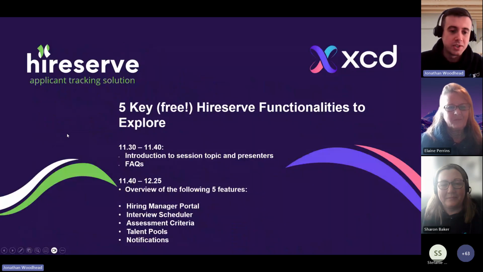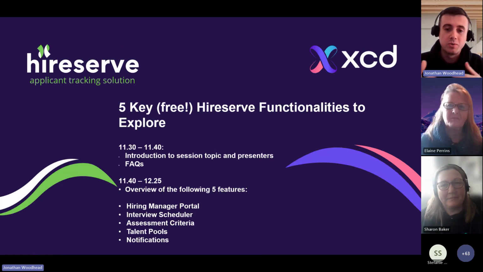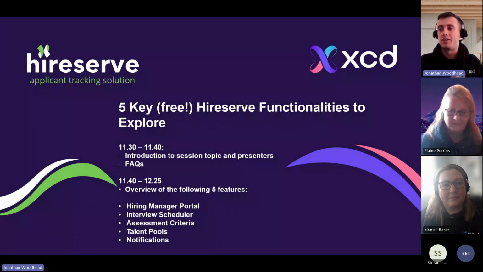That's the running order for today. As I say, these are 5 key areas of functionality to help you create efficiencies in your workflows internally. So we're going to focus on the hiring manager portal, the interview scheduler, assessment criteria, talent pooling, and notifications.